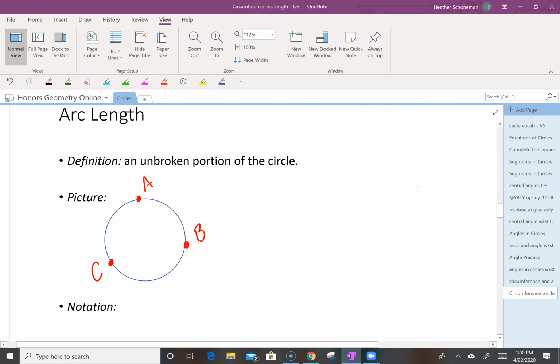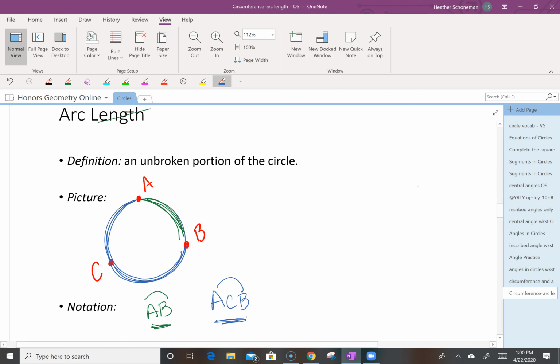Okay, this says arc length, but it really is the definition of an arc right here. So let's review that, even though we just did it a week or so ago. An arc is an unbroken portion of the circle, and we know that if I write arc AB with 2 letters, that's going to be the shortest distance between the 2 points. But if I write arc ACB with 3 letters, that means I'm going to start at A, go through C, and end at B. So it's going to be this arc in here. So having the letters makes a difference.